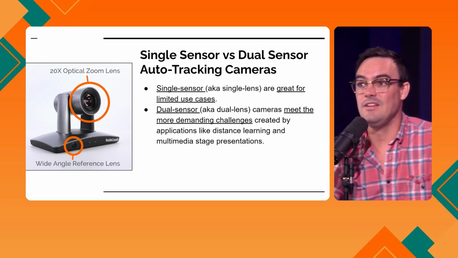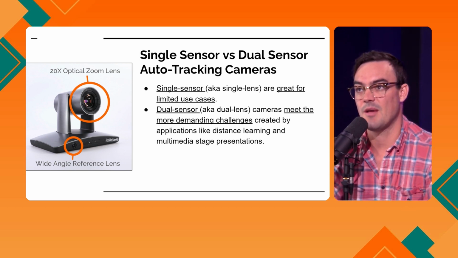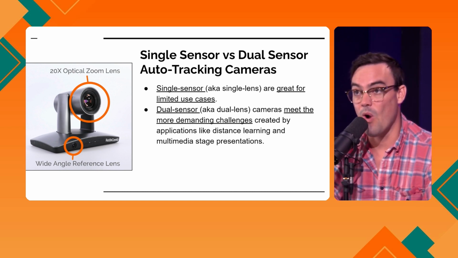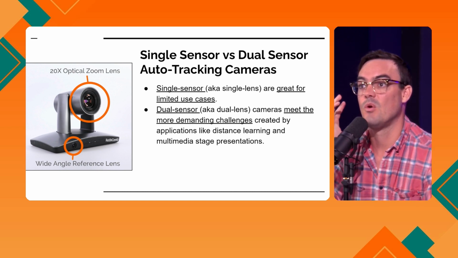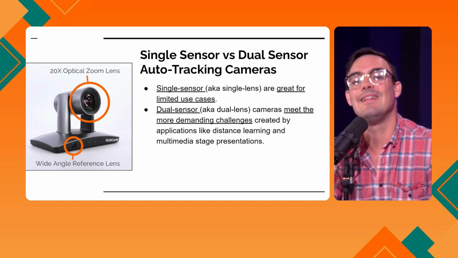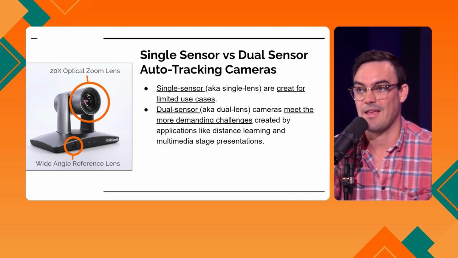So I want to quickly talk about the benefits of a dual sensor auto tracking camera versus a single sensor. A single sensor camera, meaning one lens, is great for a limited amount of use cases. It is good for locking onto a single presenter, and it is good for tracking that presenter.